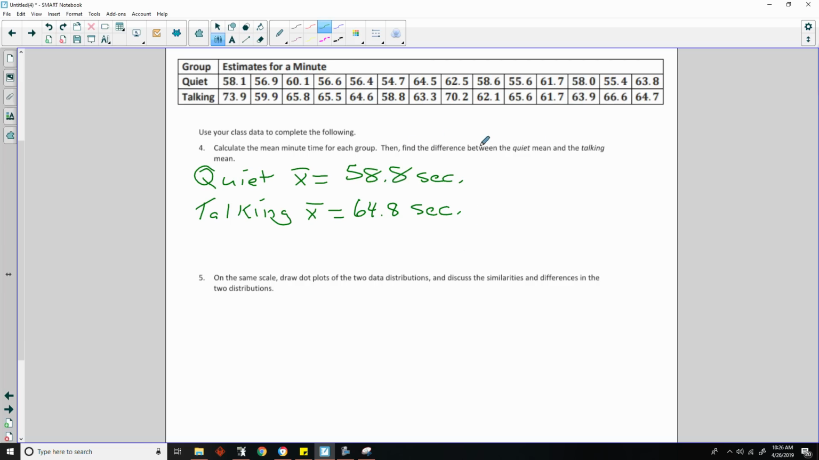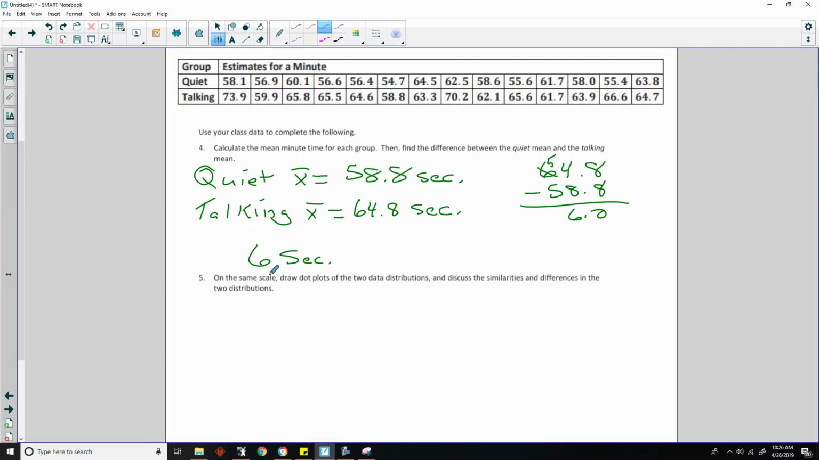Then it says find the difference between the quiet and the mean talking time. So I take 64.8 minus 58.8, and I get 6.0. So the difference between the two is 6 seconds.